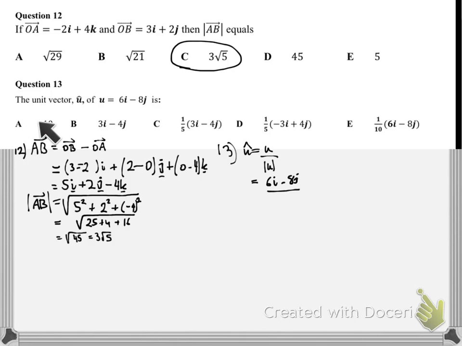Alright, so the unit vector for u is equal to 6i minus 8j. So the unit vector, here we go: vector divided by the modulus. You carry out the substitution. You notice that there's a common factor of 2, and we're going to cancel that out, and there it is: 3 fifths i minus 4 fifths j, and that fits with C. Alright, multiple choice, not bad.